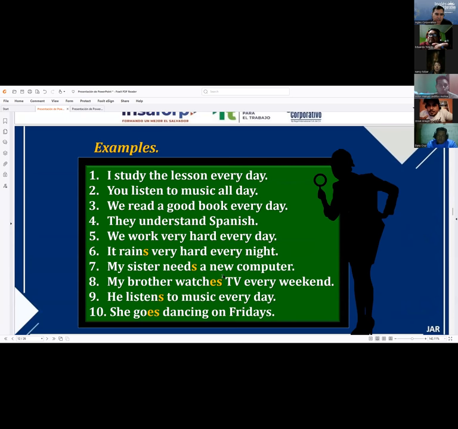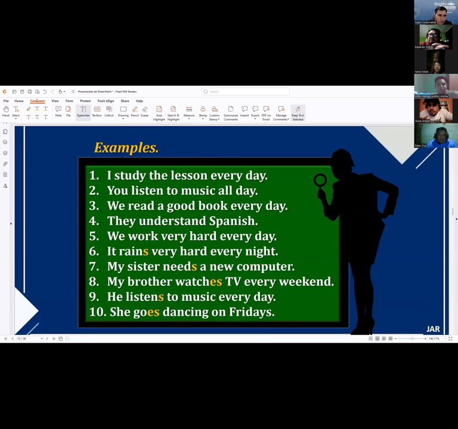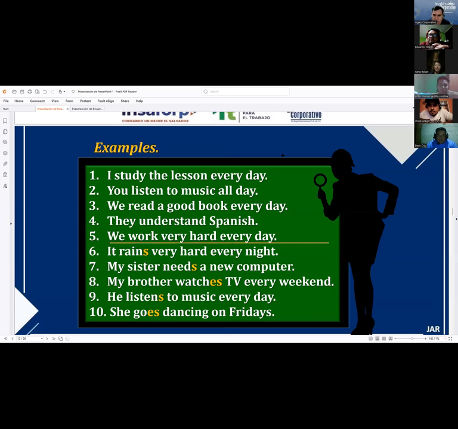Examples. Victor, please read these examples. You will read five, okay? I'm going to separate them here. We work very hard every day. Begin now. Read the first, read number one. I say sector A, because the numbers are in the other one, so that you don't get confused. So read A. Go ahead.